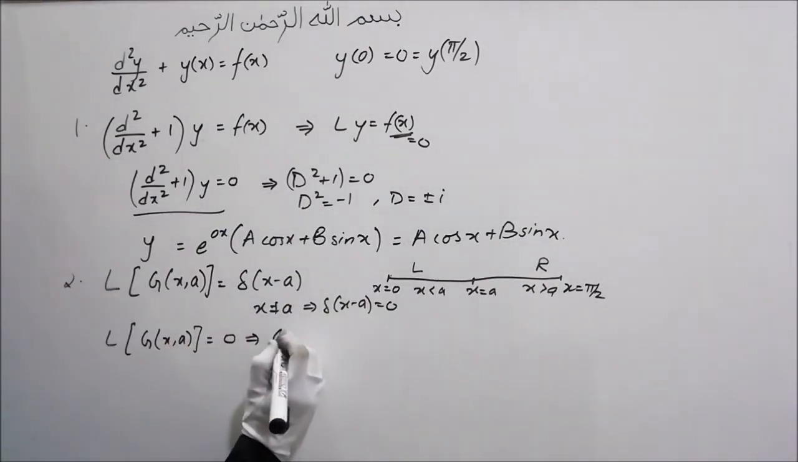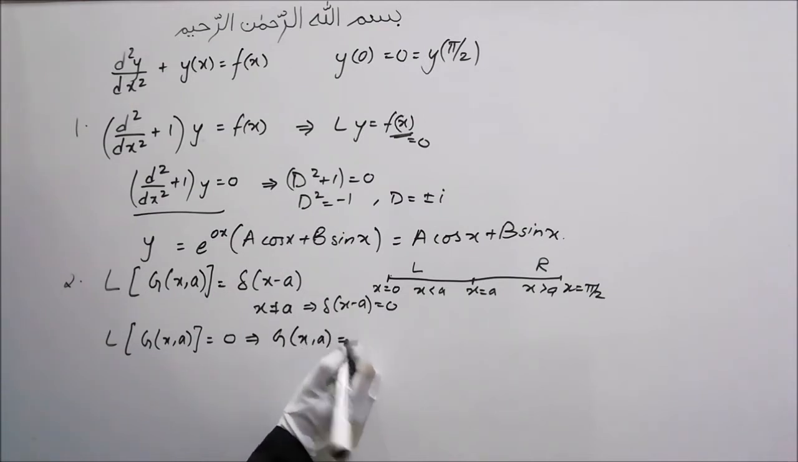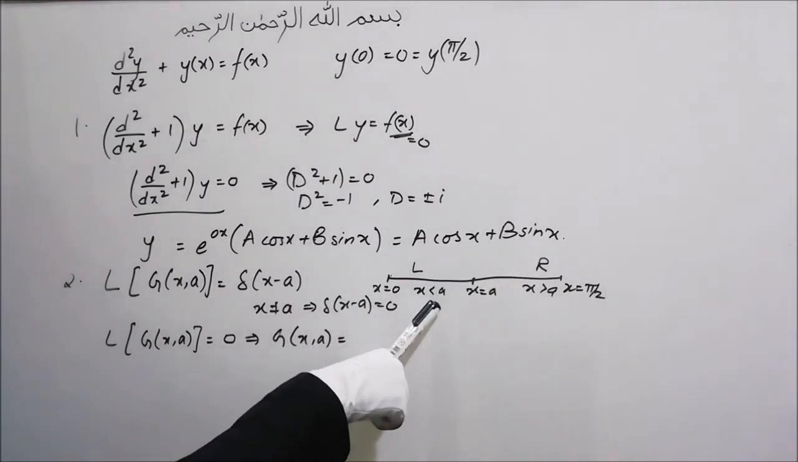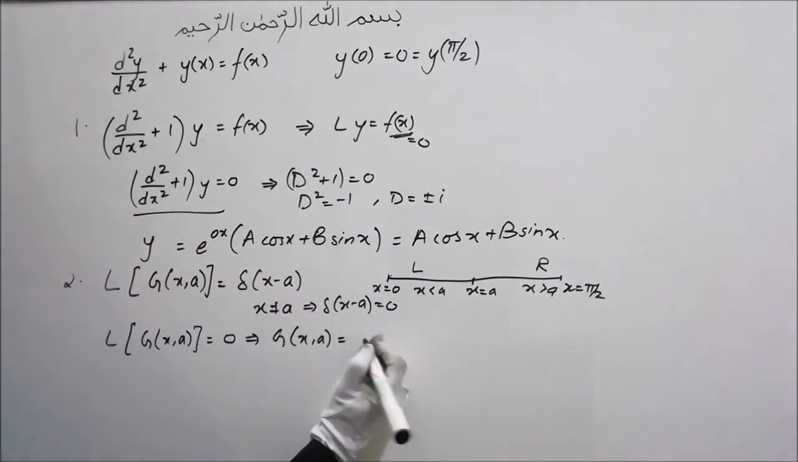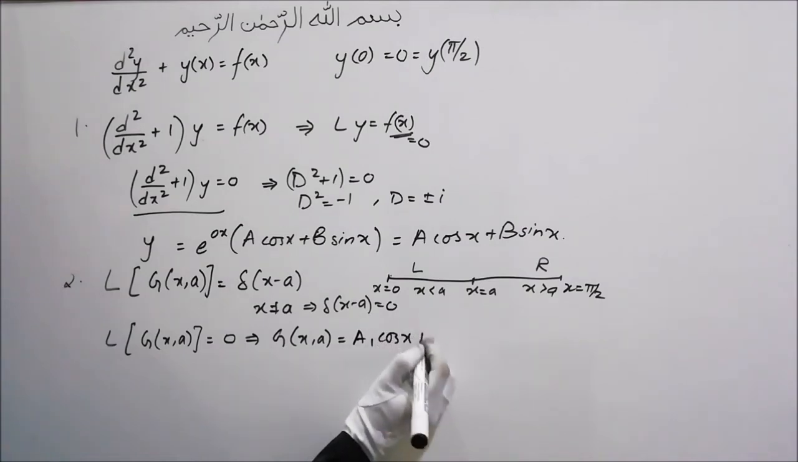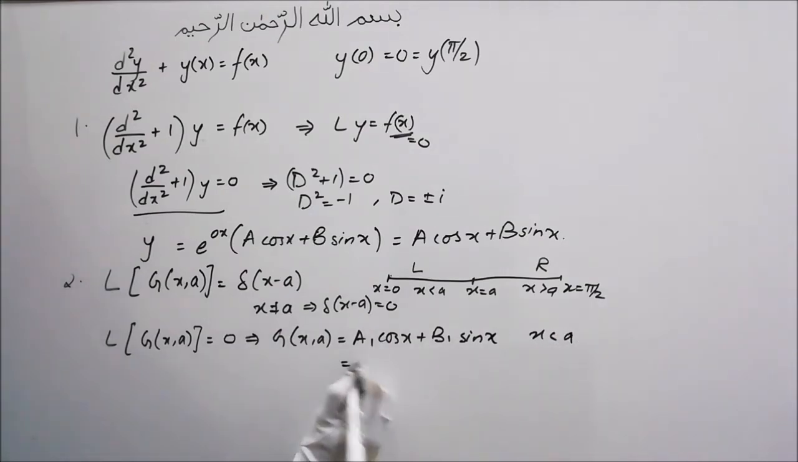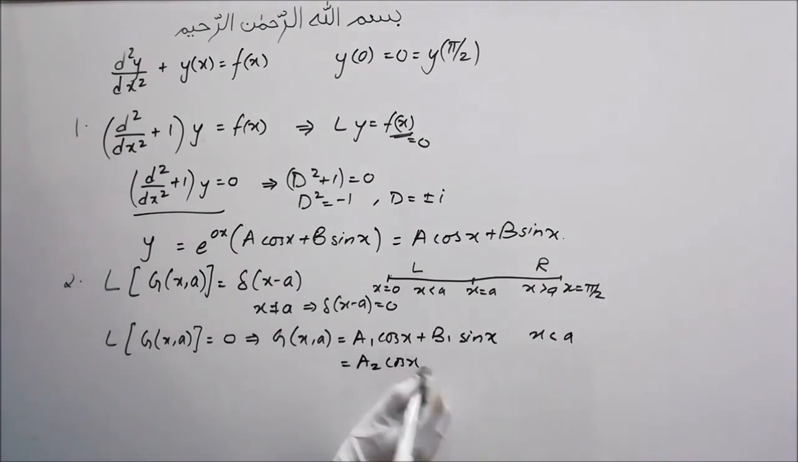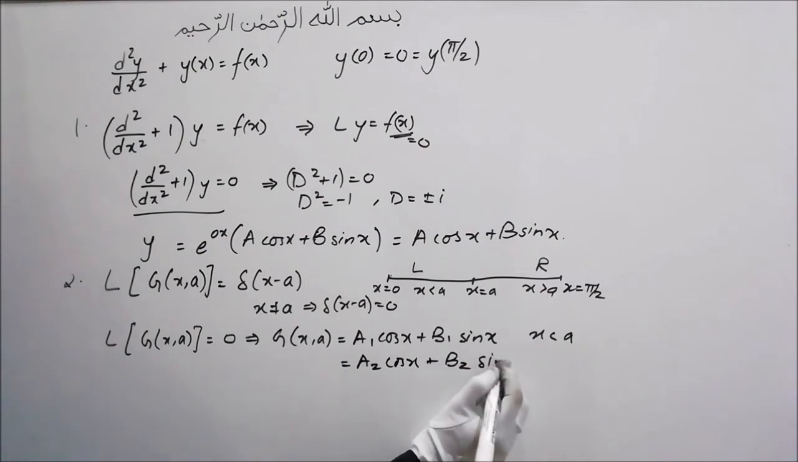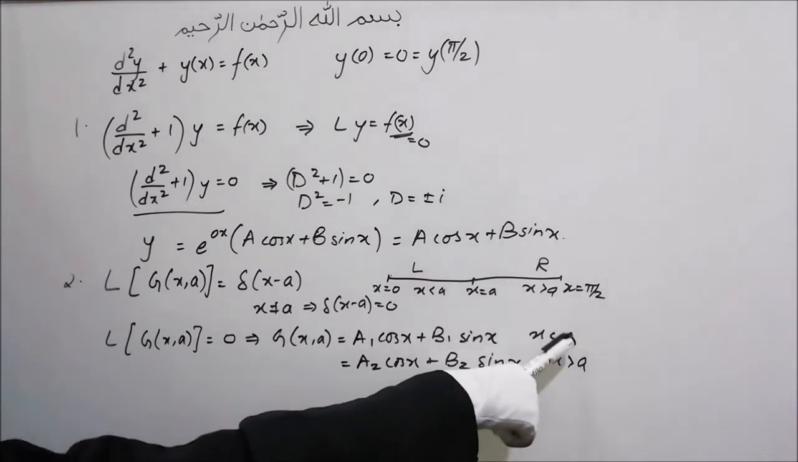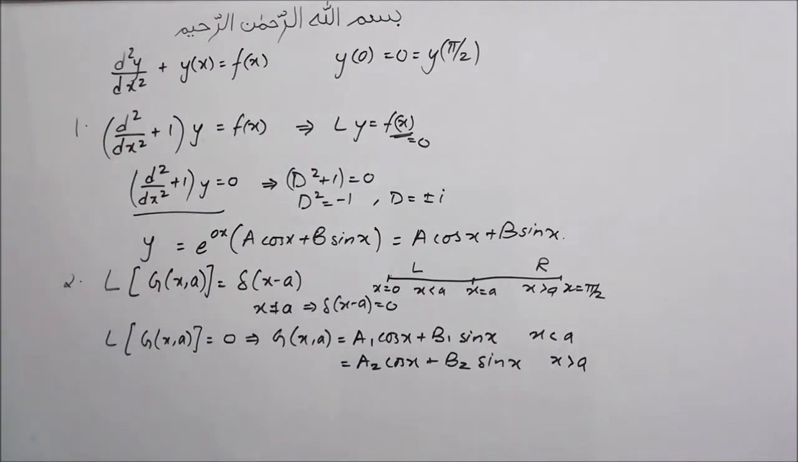Now we can write the Green's function g of x comma a as this y, one for the left hand side and one for the right side. So we'll have a1 cos x plus b1 sin x for the left part, and a2 cos x plus b2 sin x for the right part. Now we are going to find the values of a1, b1, a2, b2, and then we will get the Green's function for x less than a as well as for x greater than a.